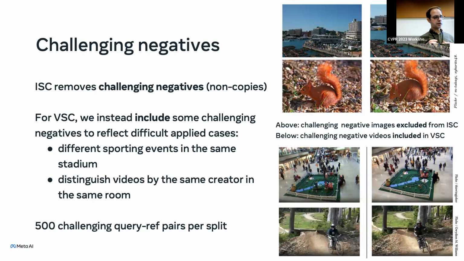In the image similarity challenge, we remove a set of challenging negatives, challenging non-copies that are very similar. And typical examples are the same scene at a different angle or the same scene a few seconds apart. In the video case, we instead include some of these challenging negatives. And this reflects difficult applied cases, especially for localization, because the premise in localization is we want to be able to tell where a specific match is and distinguish it from other parts of the video that may be in the same context or location. So we wanted to reflect that here. Some examples of where we see this in practice are different, for example, sporting events at the same stadium or videos by the same creator that were taken in the same room, but are not the same video. So each dataset split includes 500 of these challenging query reference pairs.